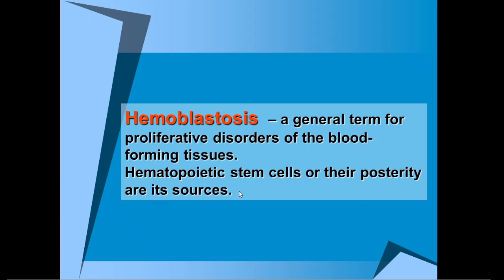As usual, we start with a definition. Hemoblastosis is a general term for proliferative disorders of the blood-forming tissue. So, in other words, hemoblastosis is a general term for tumors from blood cells.